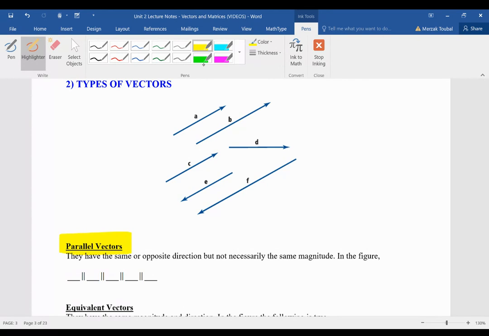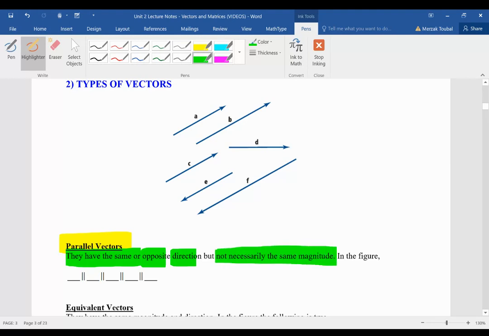So when do we say that two vectors are parallel, or more than two, 3, 4, 5, 10, 100? If they have the same or opposite direction. The same direction or opposite direction, but they don't need to have the same magnitude. So let's look at the figure and determine which vectors are parallel.